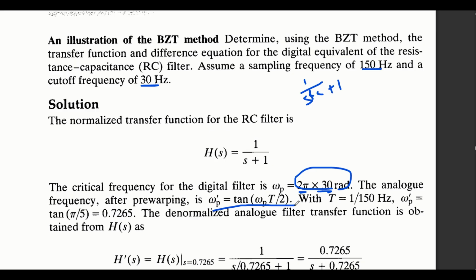Now, remember, you were given the sampling frequency as 150 hertz, so T will be equal to 1 over the sampling frequency, and that's what you see. When we substitute into this formula, you get tan of pi over 5, which is this. A lot of people make a mistake here when doing this calculation. For the most part, make sure your calculator is in radians. Probably let me show the error which usually arises.